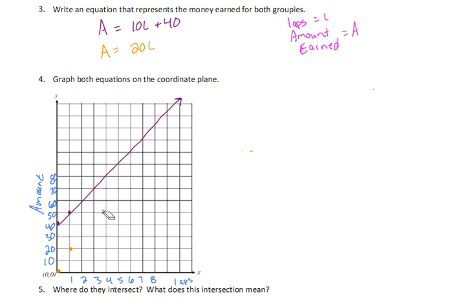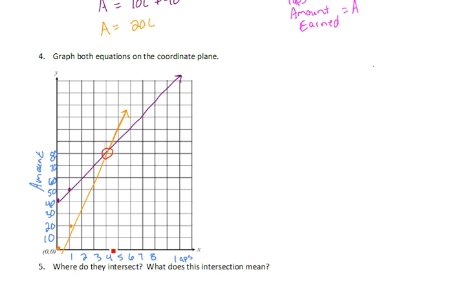Okay, question 5 asks where do they intersect? So looking at your graph, go ahead and see where they intersect. Give me just a second to fix mine. Okay, I apologize. Writing on glass is kind of weird, but this is where they should intersect. Looking at the intersection of this right here. Okay, well, what is that point?